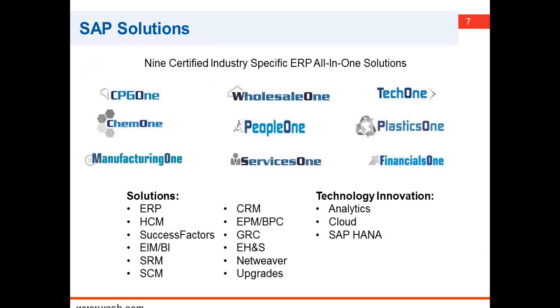YASH has 9 certified SAP All-in-One solutions. These allow you to take advantage of industry-specific best business practices that are built into the enterprise resource planning. This allows you to shorten implementation times, speed up your time to value, and reduce total cost of ownership. We also offer a comprehensive suite of SAP solutions, some of which include business intelligence, SuccessFactors, and SAP HANA.